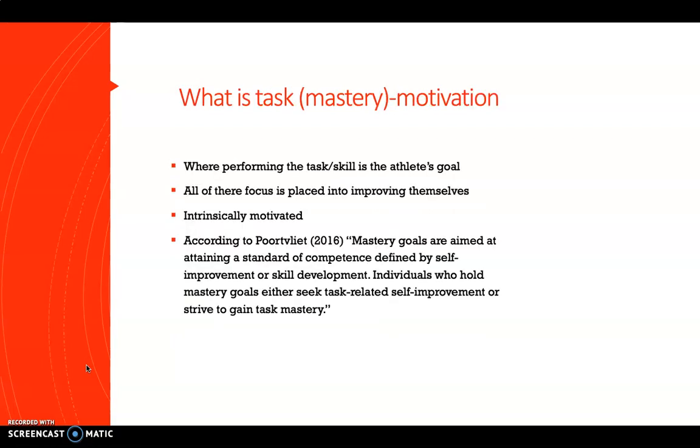What is task mastery or motivation? This is where performing the task or skill is the athlete's goal. It's what they focus on. Their focus is on improving themselves overall. They're intrinsically motivated, not from outside. According to Povale, 2016, mastery goals are aimed at attaining a standard of competence defined by self-improvement or skill development.